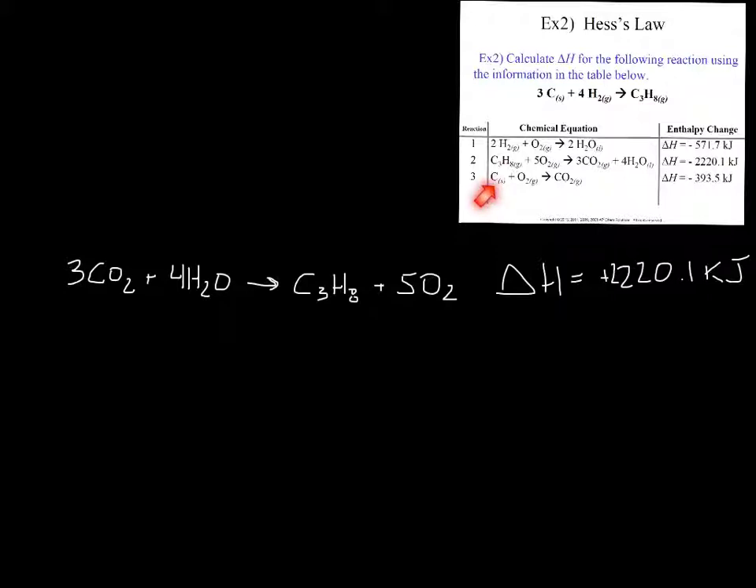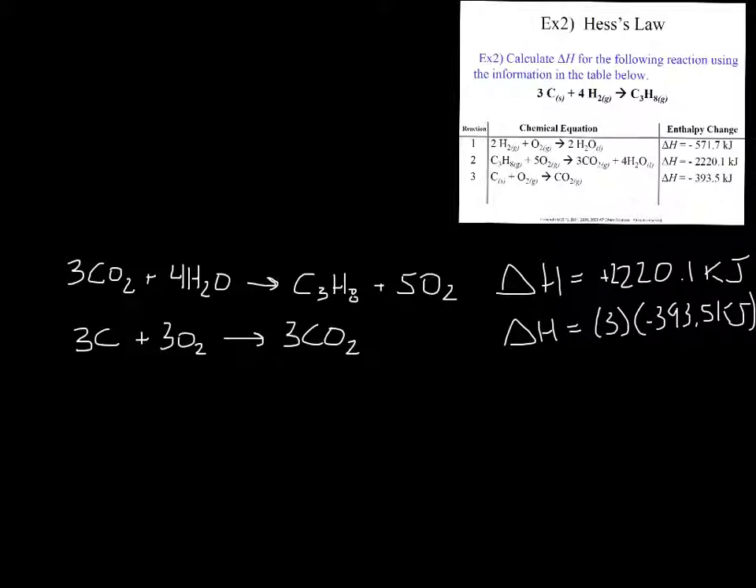You can see with reaction number 3 we have carbon as a reactant, which matches up there. However, this reaction only has 1 carbon, and that one has 3 carbons. So what do we do with reaction 3 then? We triple it. And if we tripled the reaction, how much energy would we produce? Triple. So if 1 C plus O2 yielded 393.5 kilojoules of energy, then 3 moles of carbon plus 3 moles of oxygen would yield 3 times negative 393.5 kilojoules of energy.